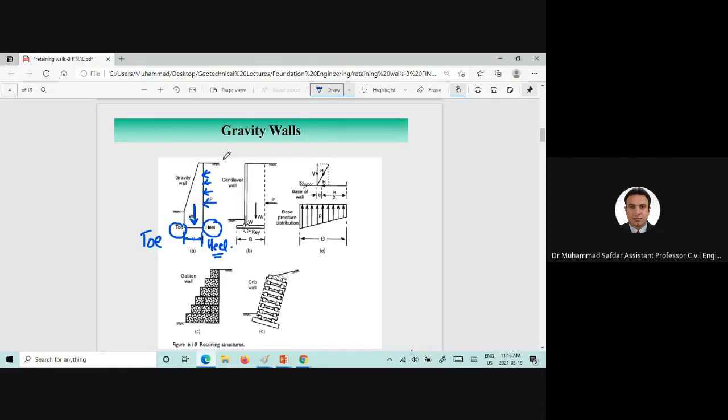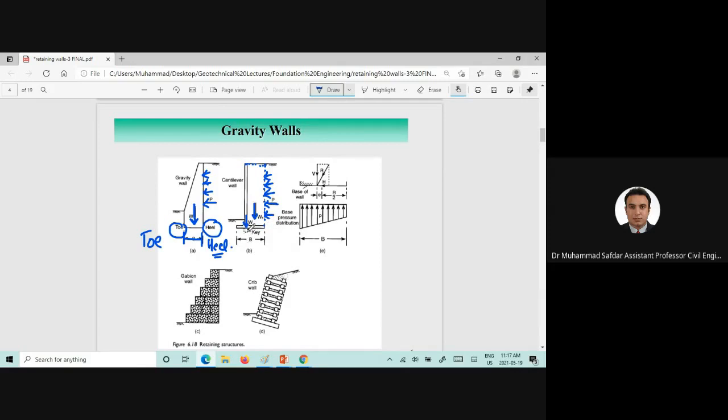Now, if we construct a reinforced cantilever wall, the weight of the stem would be acting downward here, and the weight of the backfill soil would also be acting downward. So we consider this as the part of the retaining wall, and the horizontal force is applied here. These are the lateral stresses which are applied.